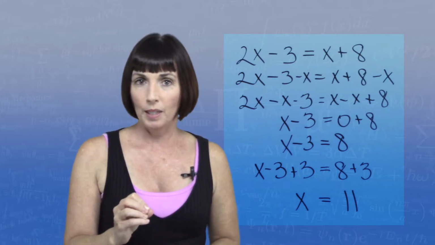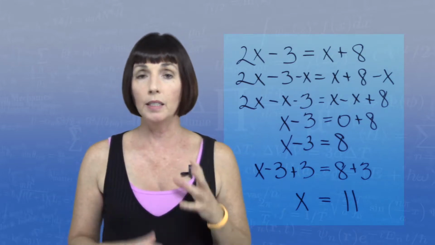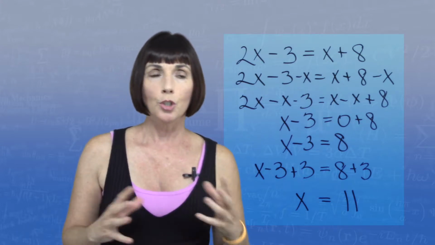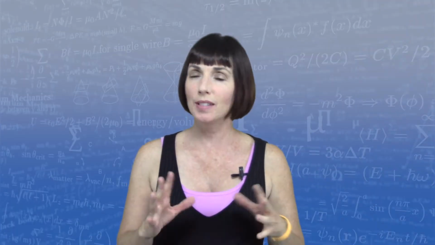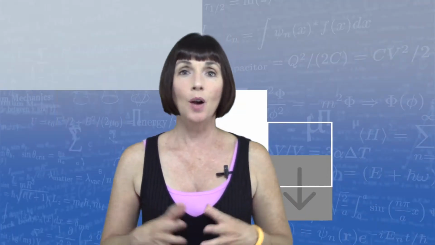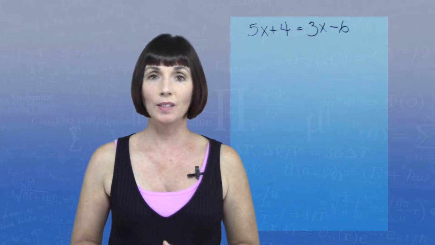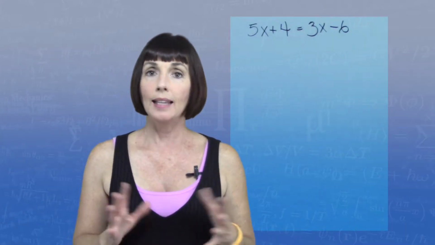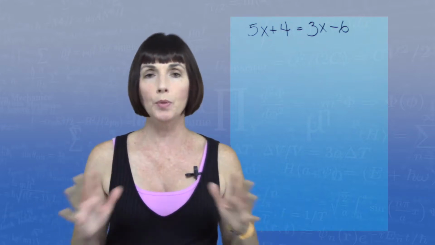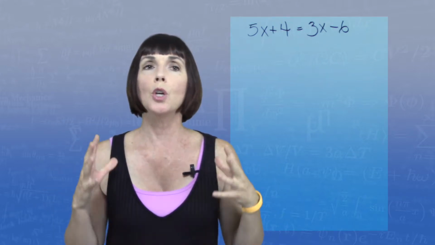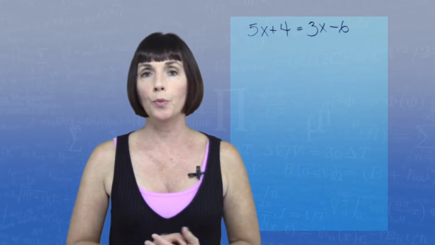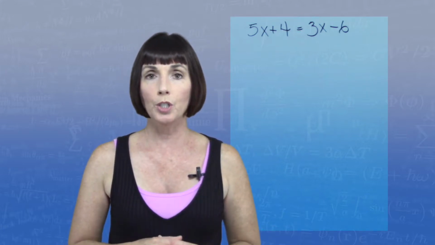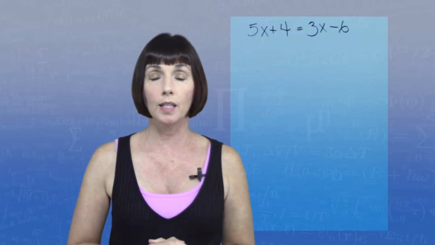It's a little bit more complicated, but you just have to keep in mind combining like terms and treating the variables really just the way you treat the numbers. Let's look at another example similar to what we just did. Now we have 5x plus 4 equals 3x minus 6. Again, we have a variable term on both sides of the equation. So let's move one of those variable terms to the other side. Let's move that 3x. To do that, we're going to subtract 3x from both sides of the equation.